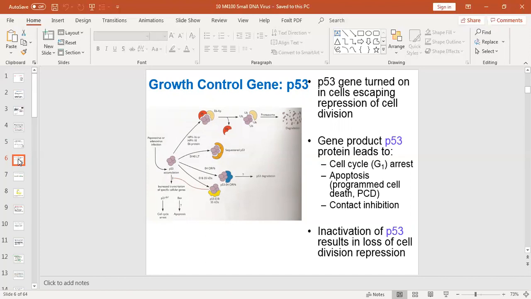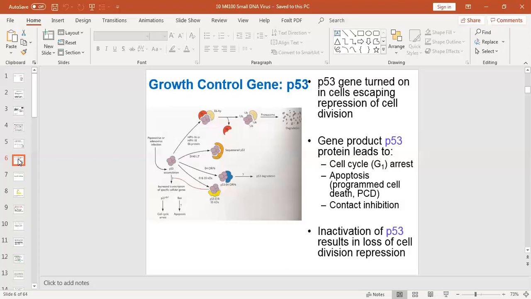P53 is also called guardian of the genome. What will happen with P53 is that when the P53 gene is being translated, we get a protein that is 53 kilodalton called P53. It's a transcriptional regulator. So once P53 gets activated, three things happen.